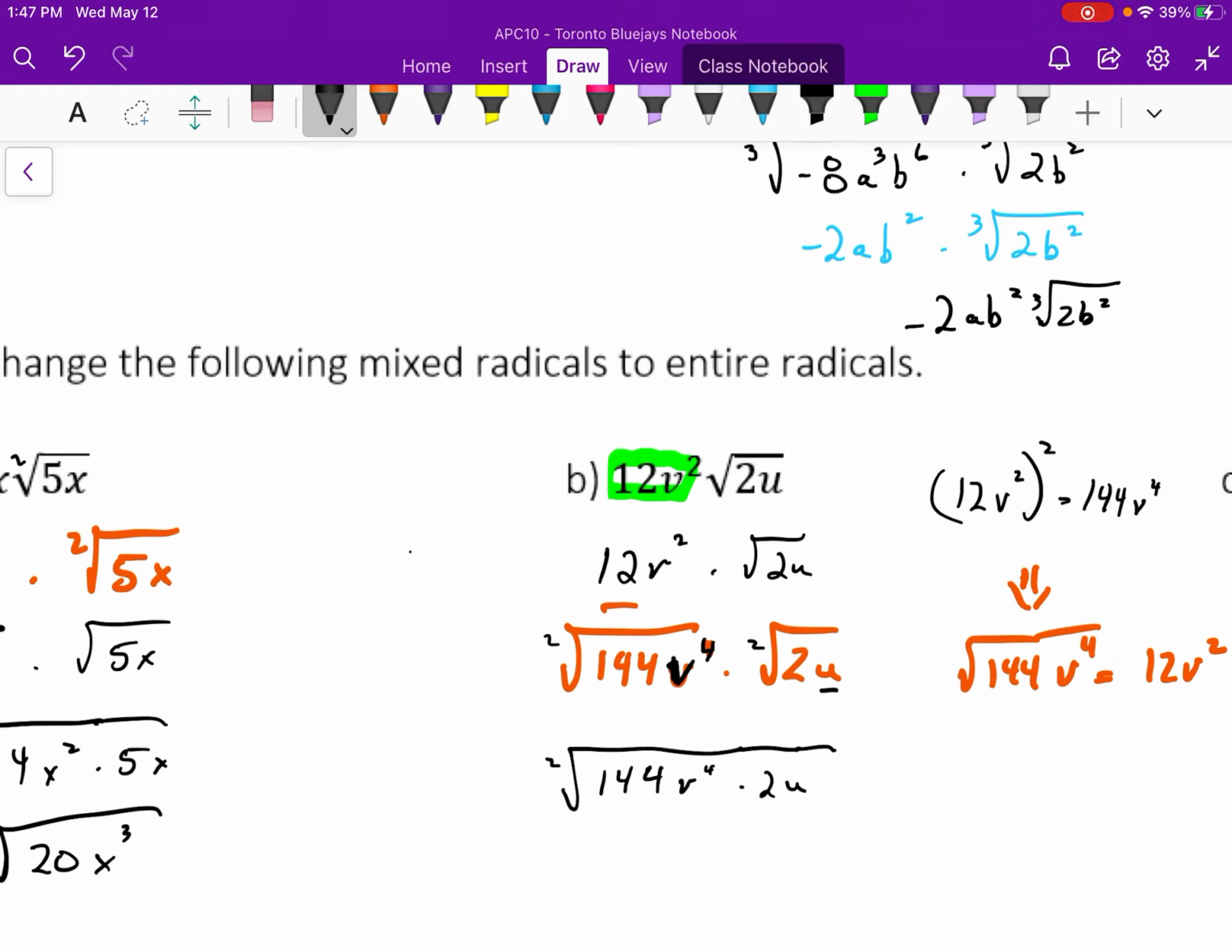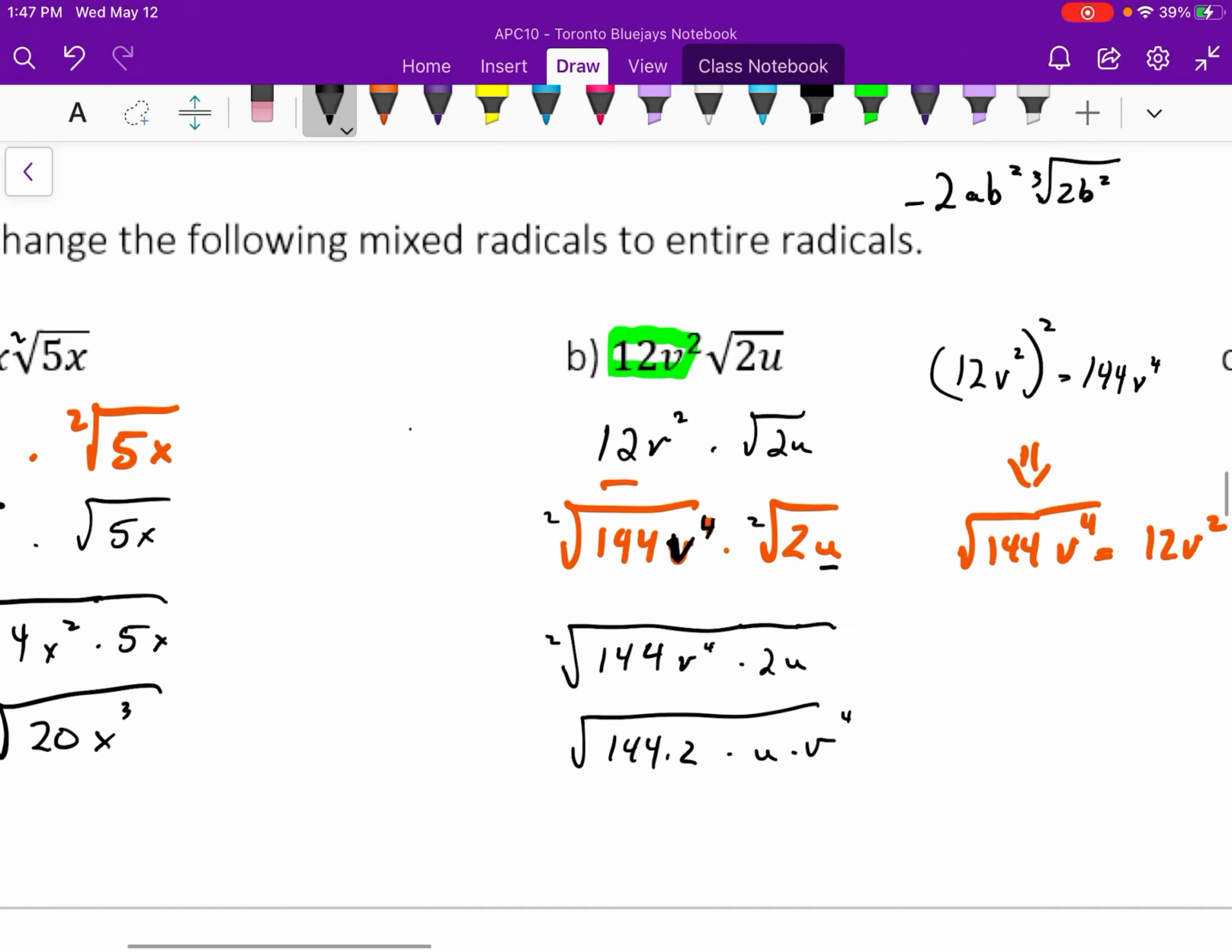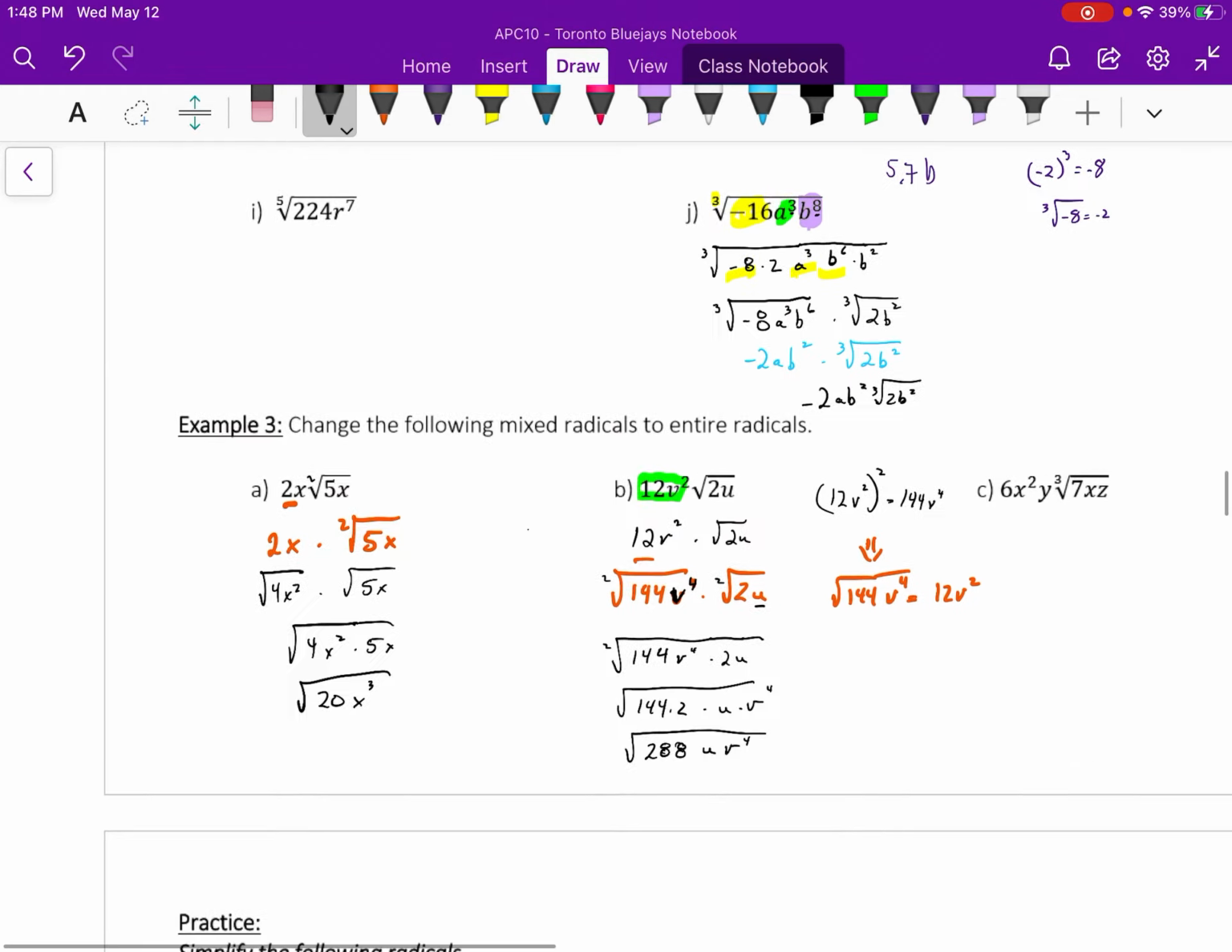The indexes were the same, so I'm able to move them under the same radical. So I am just going to reorganize. That's 144 times 2 times u times v to the power of 4. The reason why I organized u before v is because in the alphabet, u comes before v, so often it does in polynomials. So 144 times 2 is 288 u v to the power of 4.